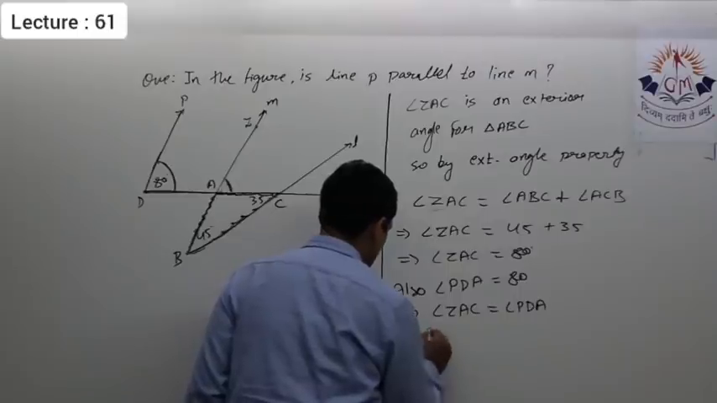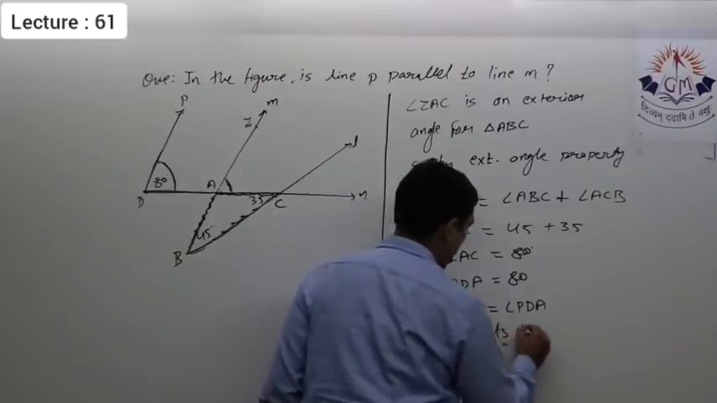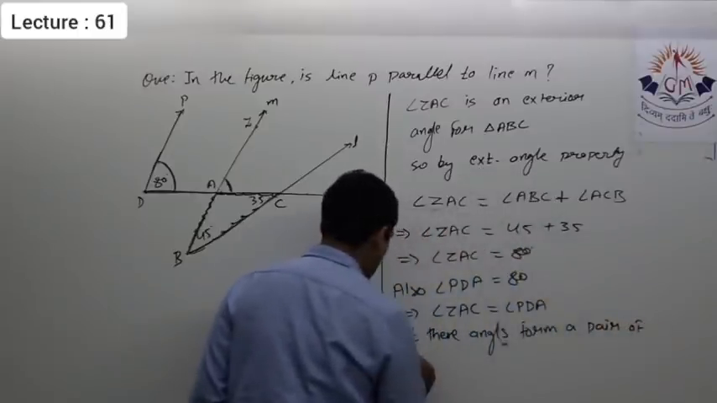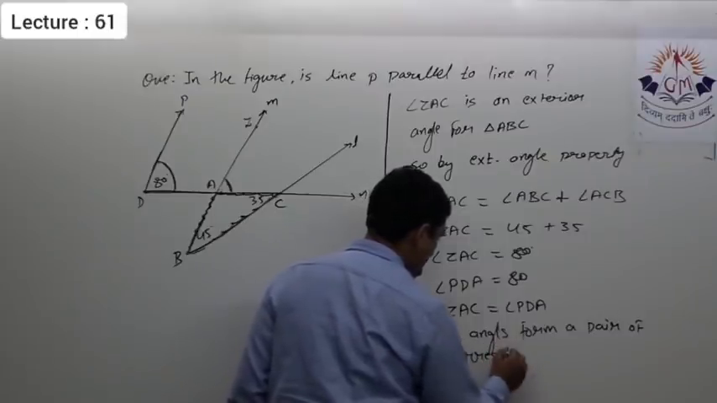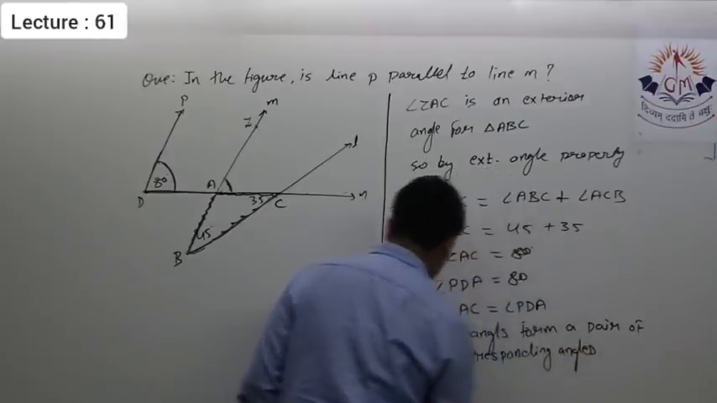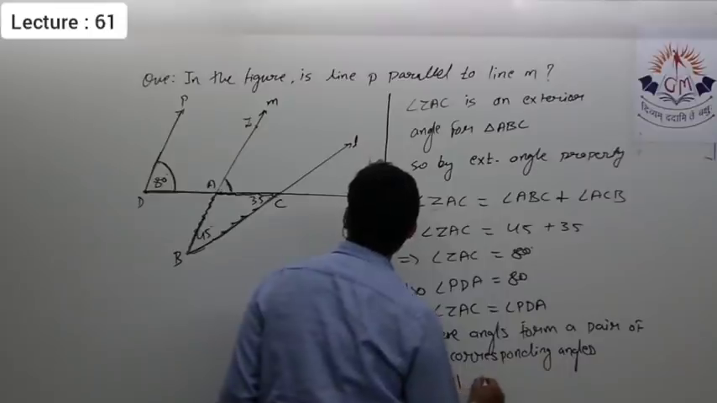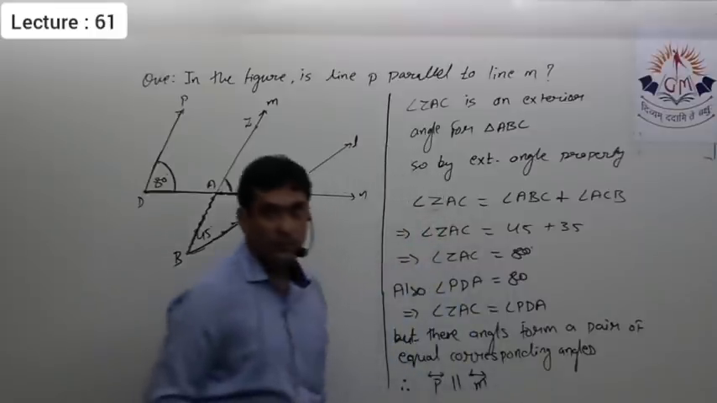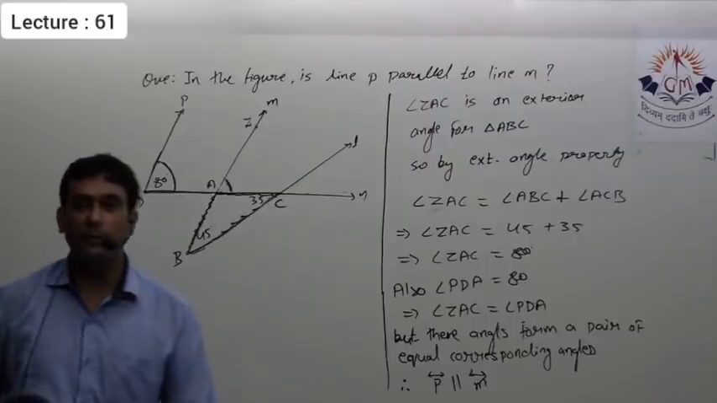But these angles form a pair of equal corresponding angles. Therefore line P is parallel to line M. So here I can say line P is parallel to line M. So please note it down, then we'll see the next question.